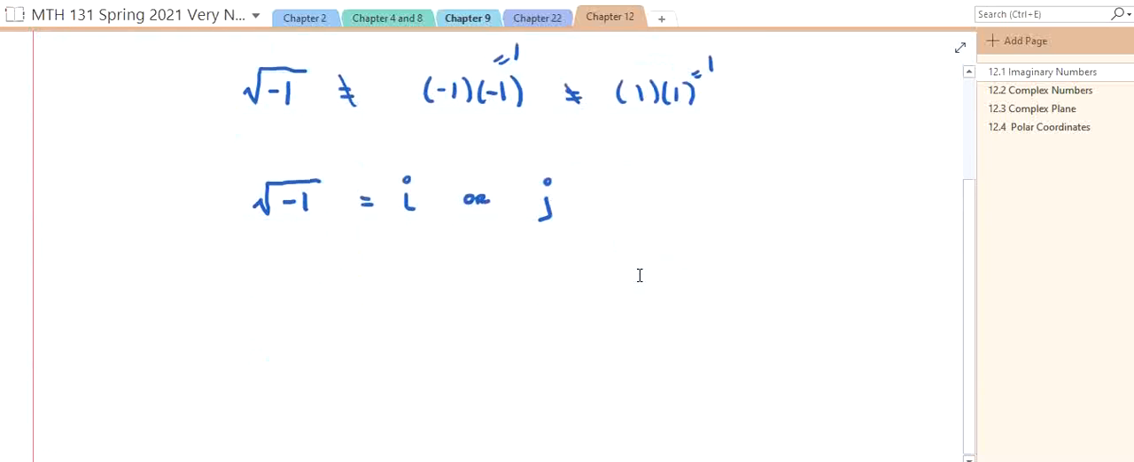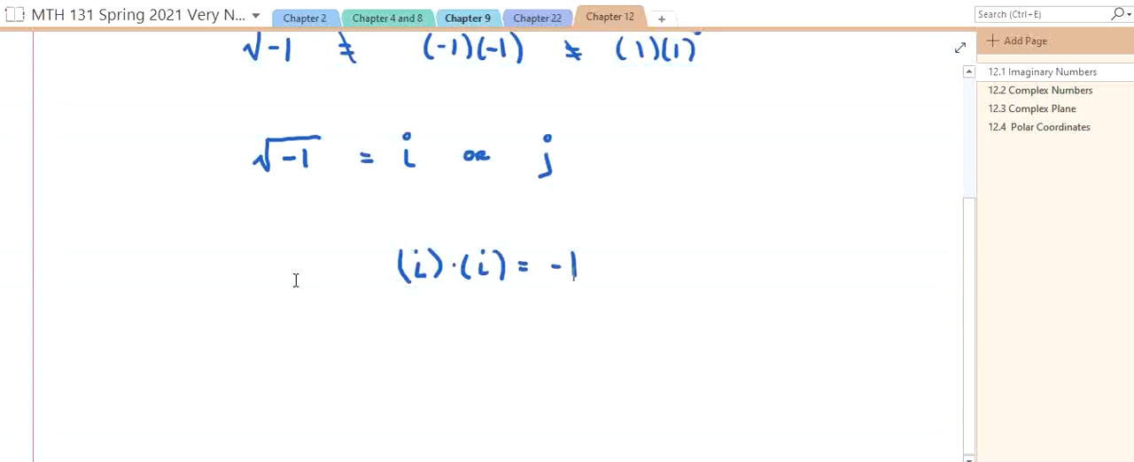In the electrical field, a lot of times they use j because, well, we'll discuss why later. But in this situation, i times i equals negative 1. That's what the number is defined to be. So this i is what we call an imaginary number. It does not exist on the real number line.